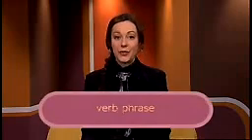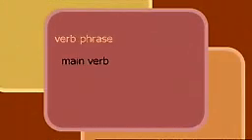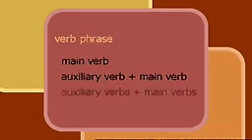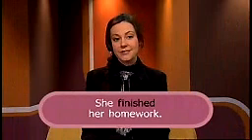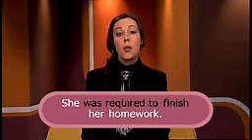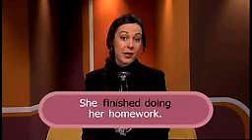Now let's take a look at a verb phrase. There are a variety of verb phrases. The simplest verb phrase is a single main verb standing alone. Other verb phrases are formed by an auxiliary verb and a main verb, or different combinations of auxiliary verbs and main verbs. For example, she finished her homework. She had finished her homework. She was required to finish her homework. She finished doing her homework.